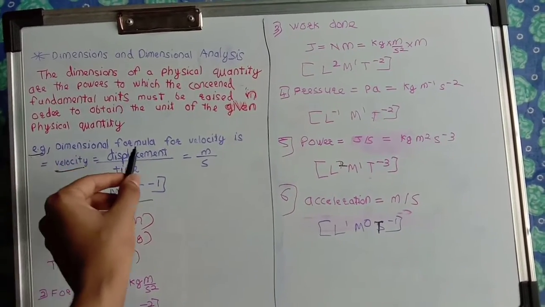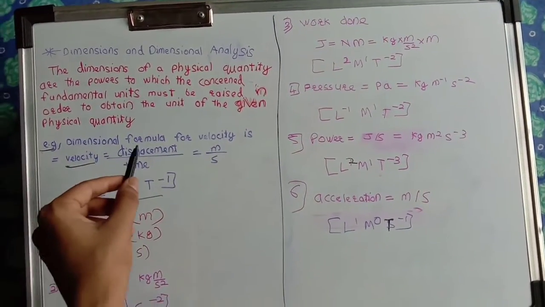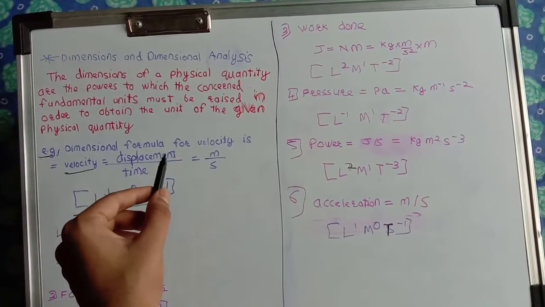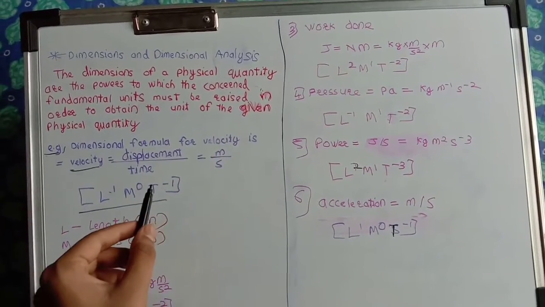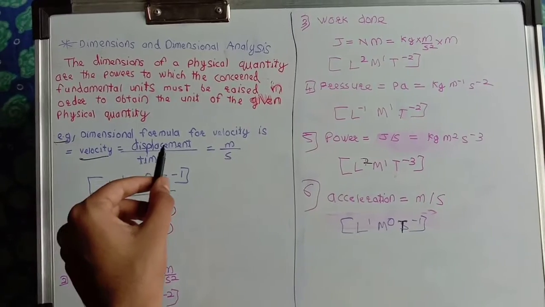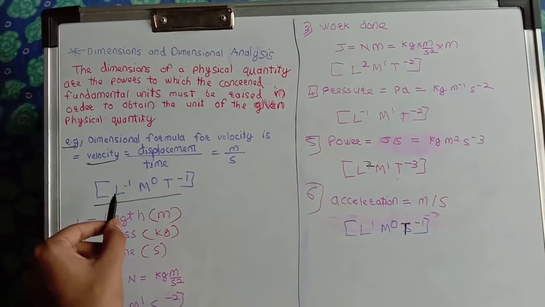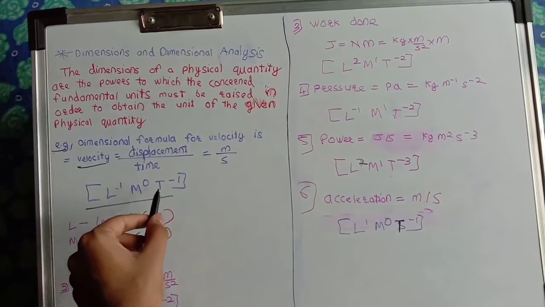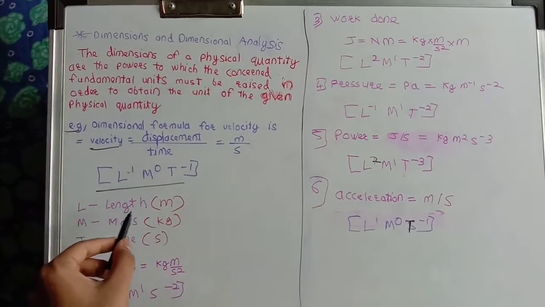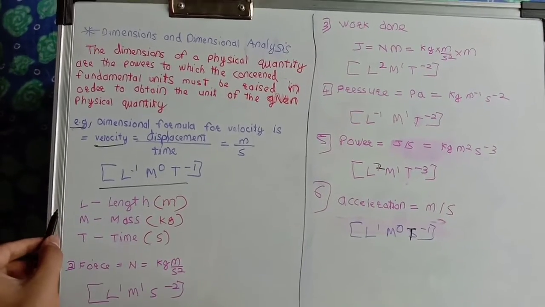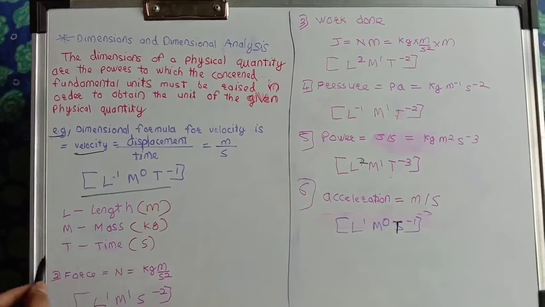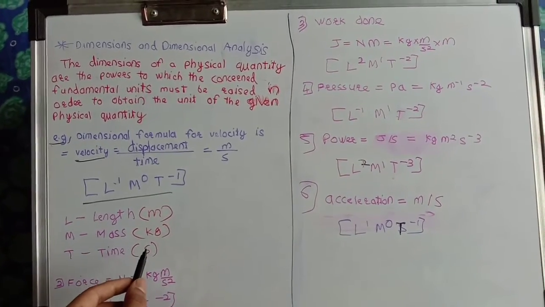The example is the dimensional formula of velocity, which is equal to displacement upon time. Here displacement has the unit meter and time has the unit second. We have to find the dimensional formula by using L, M and T. Here L means the length, which is measured in meters. M is the mass, which is measured in kilogram, and T is the time, which is measured in seconds.